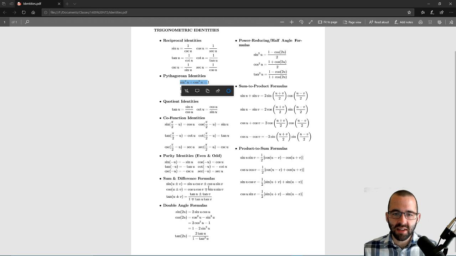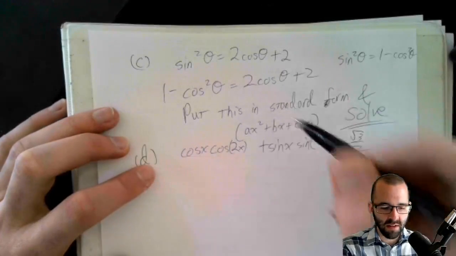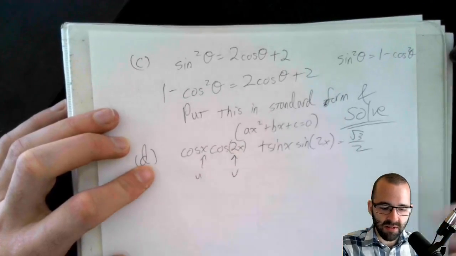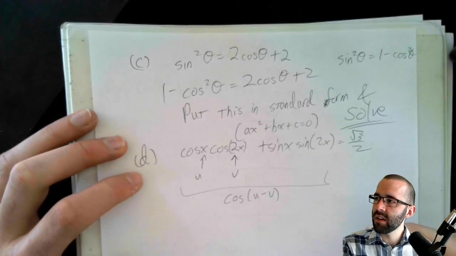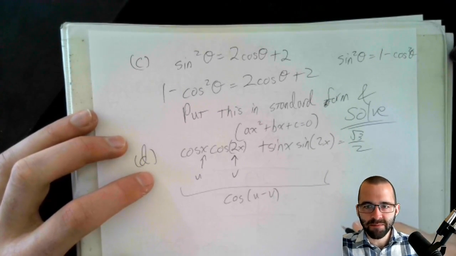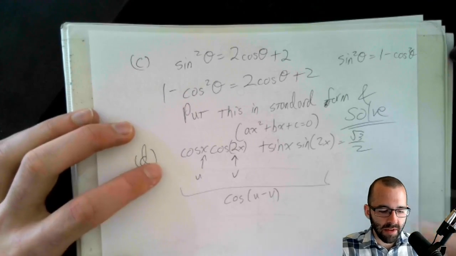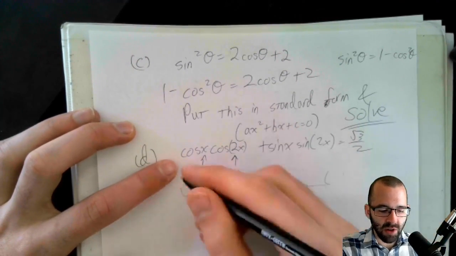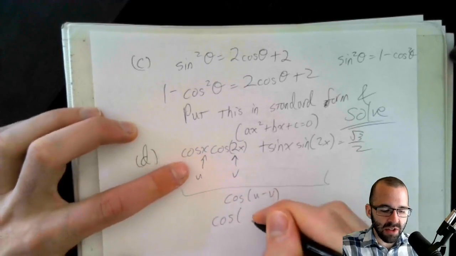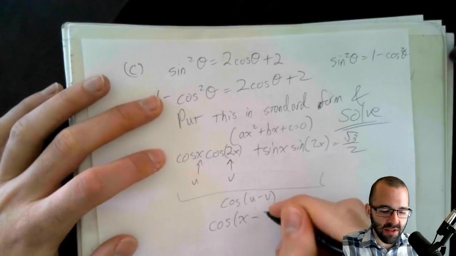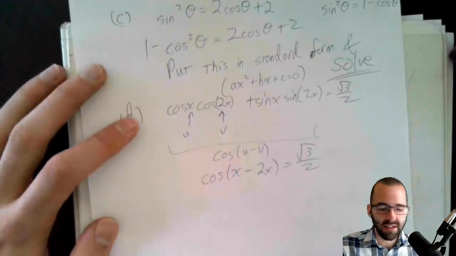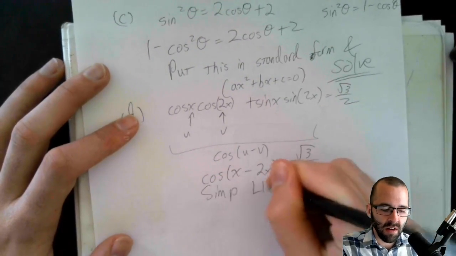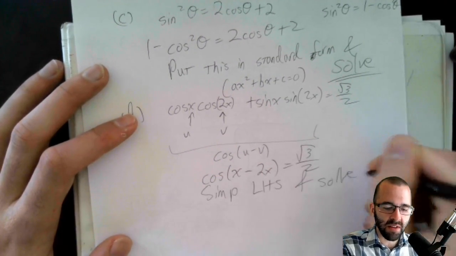So yeah, since we have a plus here in this formula, that means it has to be a minus over here. So this is cosine of u minus v. All right, this is u, this is v, and this whole thing is cosine of u minus v. But u is just x, and v is just 2x. So we could just simplify this left-hand side and solve it, and it would be not too bad from there.